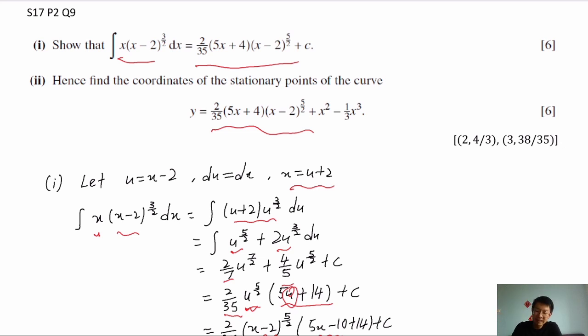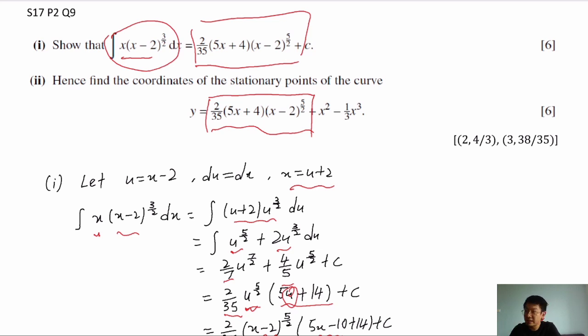So we know that integrating x times (x minus 2) to the power of 3 over 2 gives us this one, which means differentiating this gives us that. So that is the first thing we know. We don't even need to apply any technique from there, because they say hence, so we are supposed to use the result in the previous part. We still have two other terms from there, which are x plus 2 minus 1 over 3 x to the power of 3.